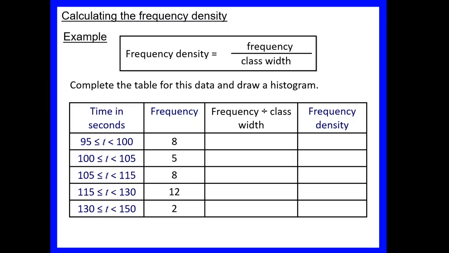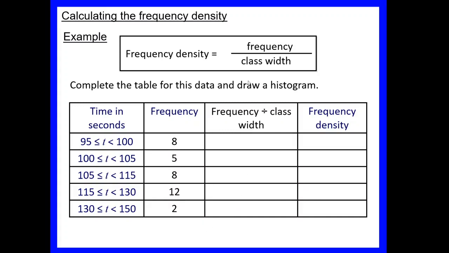Okay, so we're going to work through an example of how to calculate the frequency density and then how to draw a histogram with that frequency density. So we've got our normal grouped frequency table here. These are the first 2 columns that you're always given. Remember, you will have to add on the additional columns yourself. In any exam question, you're only ever given the first 2 columns and then you have to add in the rest depending on what the question asks you for.